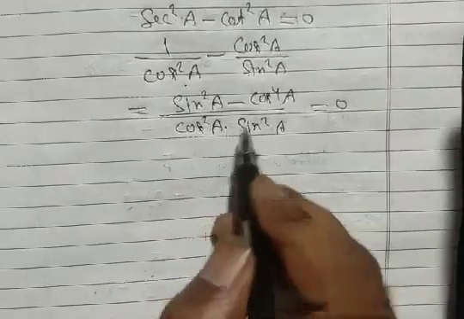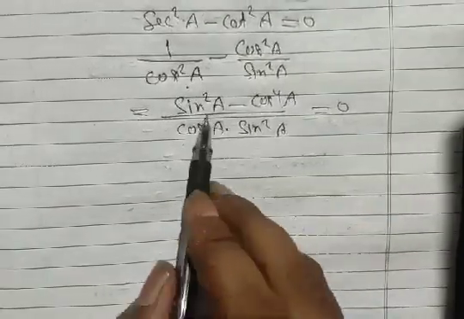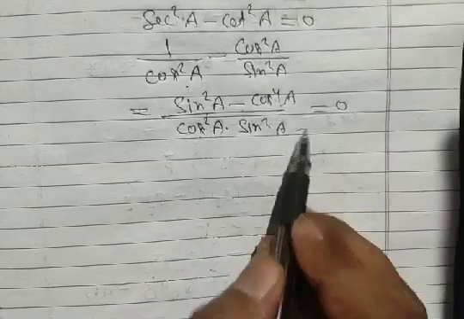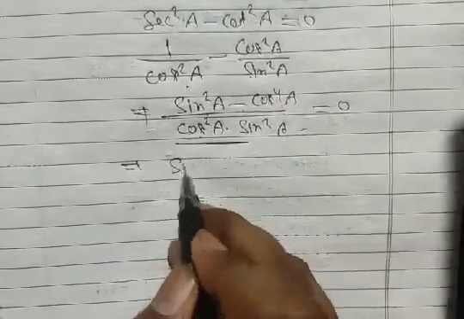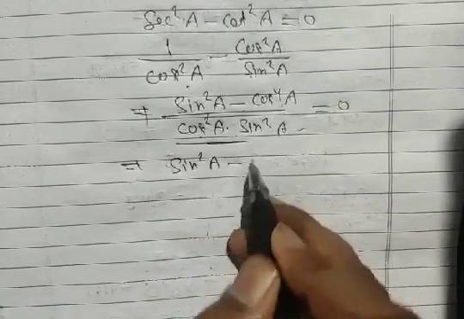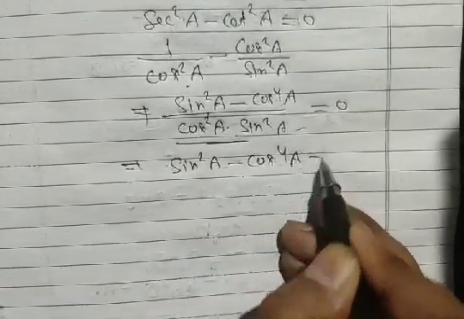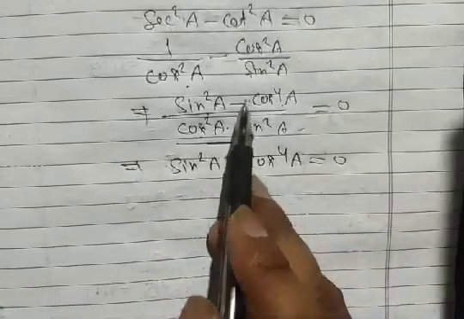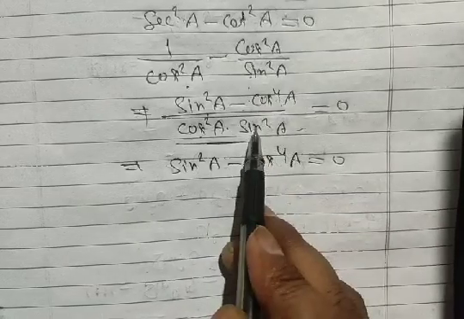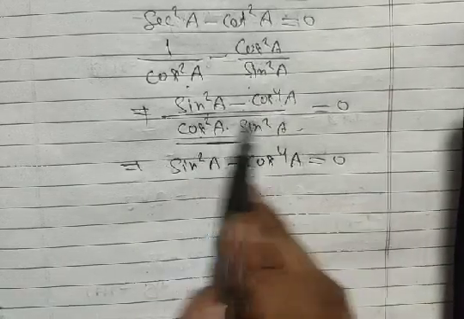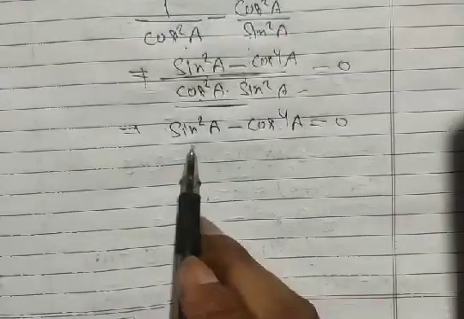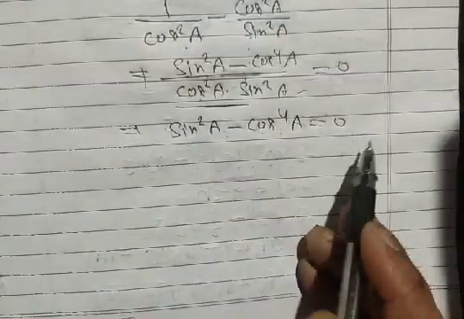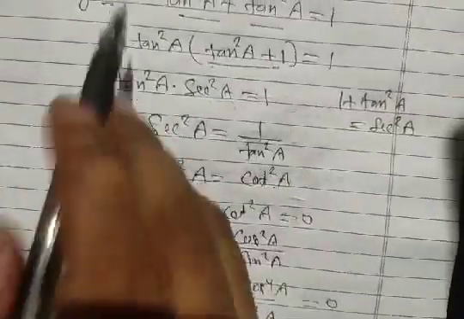Now the denominator part cannot be equal to 0. Remember that it's a p by q form; q cannot be 0. Then our numerator is equal to 0 there. So we have sin square a minus cos to the power 4 a equal to 0. Now we have cos to the power 4 a, but we need cos square a.